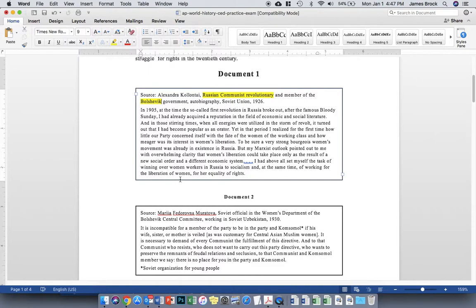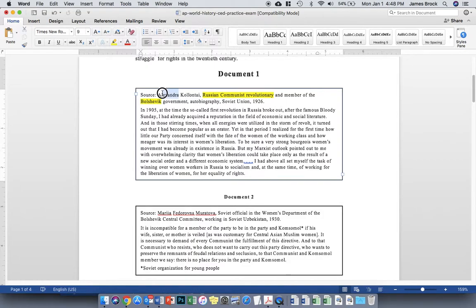To be sure, a very strong bourgeois women's movement was already in existence in Russia, but my Marxist outlook pointed out to me with overwhelming clarity that women's liberation could take place only as the result of a new social order and a different economic system. I had above all set myself the task of winning over women workers in Russia to socialism, and at the same time of working for the liberation of women, for her equality of rights.